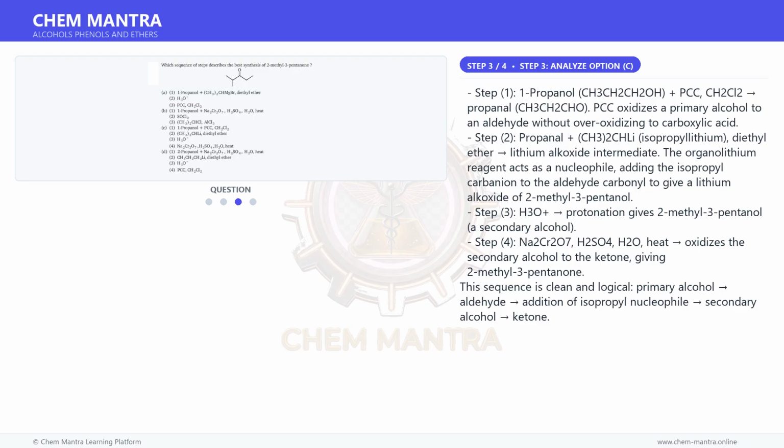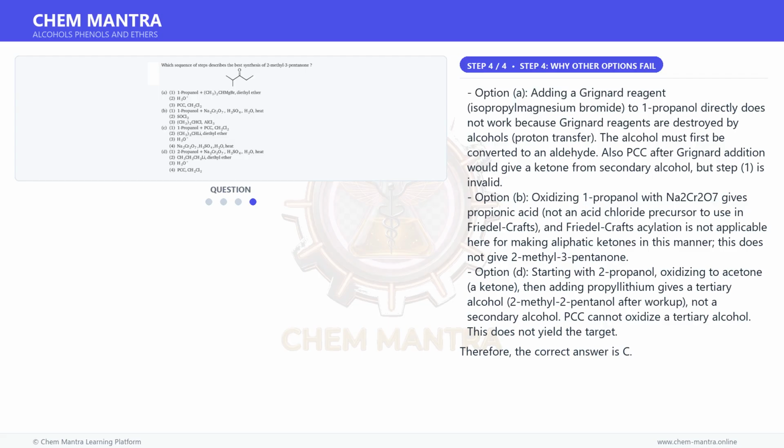2-methyl-3-pentanol, a secondary alcohol. Step 4: Na2Cr2O7, H2SO4, H2O, heat oxidize the secondary alcohol to the ketone, giving 2-methyl-3-pentanone. This sequence is clean and logical: primary alcohol to aldehyde, addition of isopropyl nucleophile to secondary alcohol, then ketone. And for the final step.